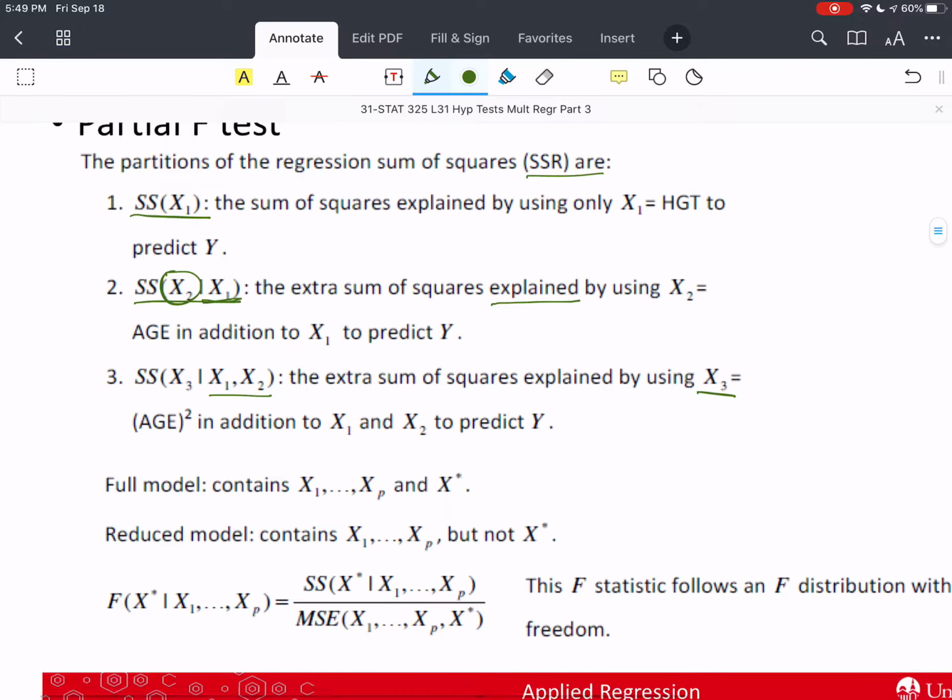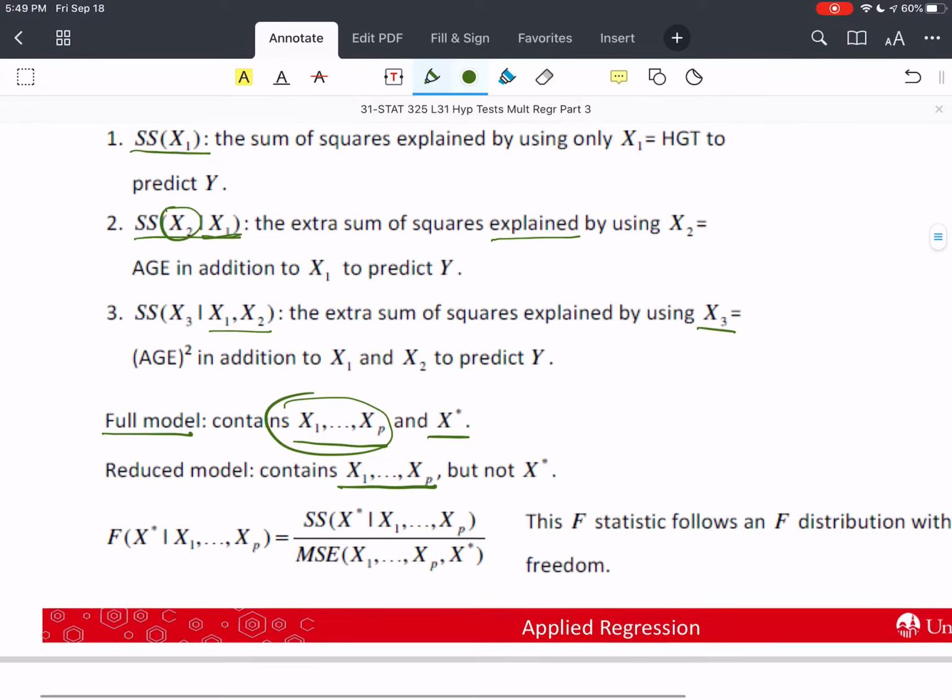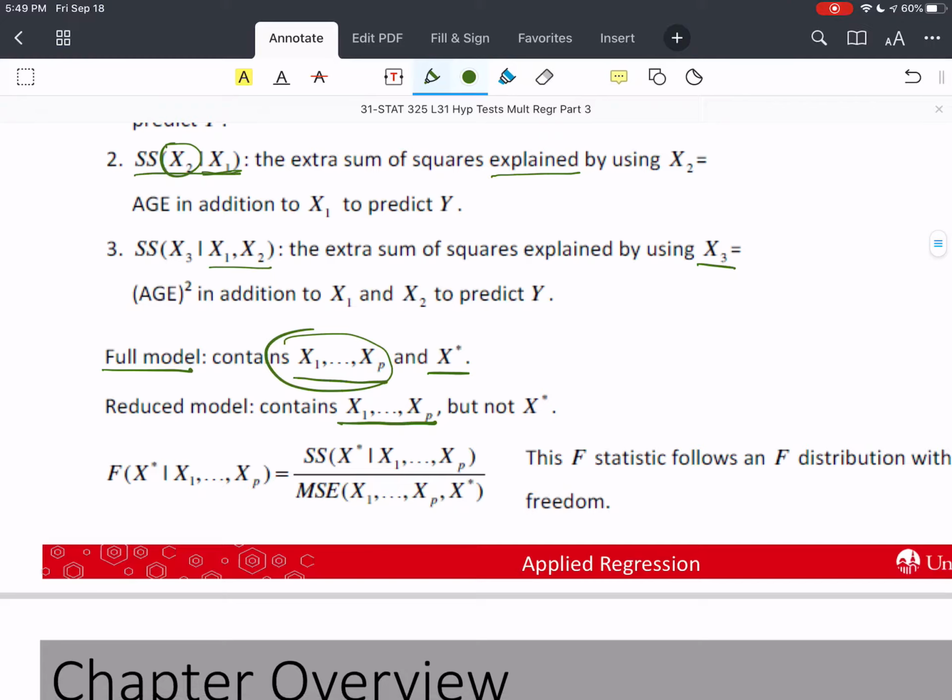And so we'll define a full model as one that contains all p initial variables and then our additional variable here. The reduced model only contains the first p variables. Then our partial F-test was x star given x1 to xp: the sum of squares of x star given that x1 to xp is already in the model, divided by the mean square error of x1 to xp and x star.